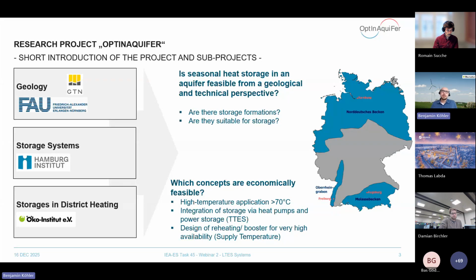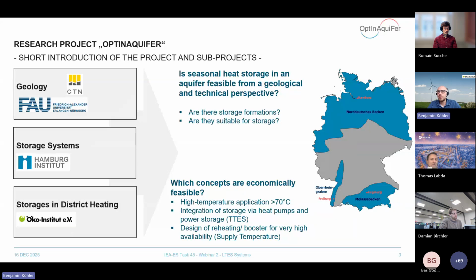The main questions we wanted to address is, is seasonal heat storage in an aquifer feasible from a geological and technical perspective? Of course, one essential question is, are there any storage formations available? And are they suitable for storage? And the second main question was which concepts are economically feasible? We focused in our projects on high temperature applications above 70 degrees C. In 2 of our cases, even up to 90 degrees C. Are other components needed for the integration in large district heating systems?